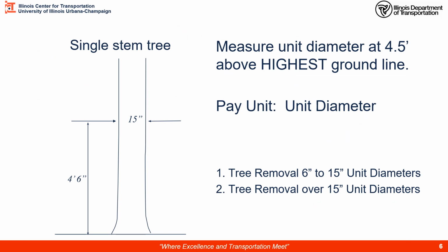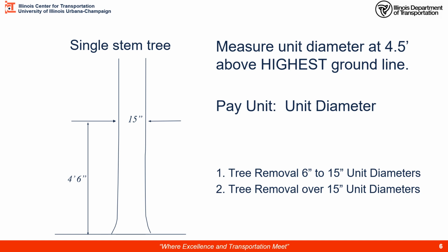The department has a specific method to measure unit diameter on trees. What we're going to do is come 4.5 feet off the natural grade line up the tree, and that's where we're going to take our diameter measurement. So 4.5 feet above the highest ground line.